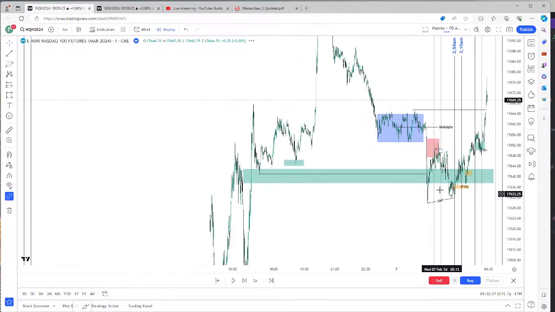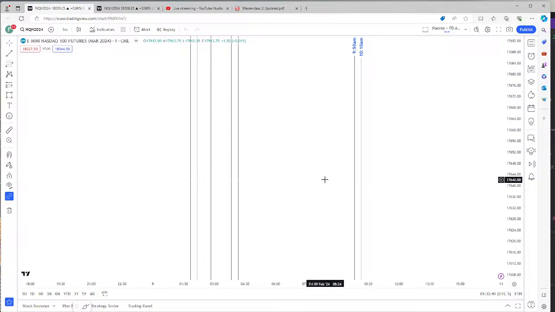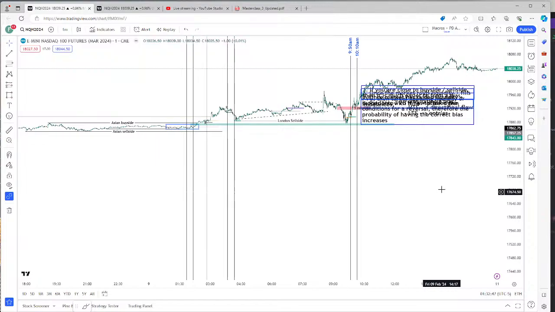So let's talk about low resistance. I think that's what you're asking me. Low resistance and high resistance. Yeah, okay. Now the best way to illustrate this is to show you what price does.